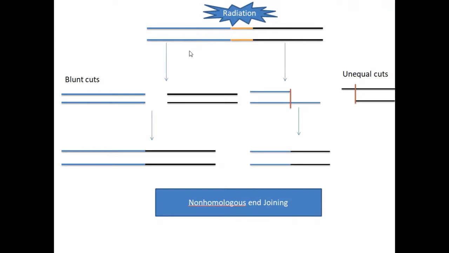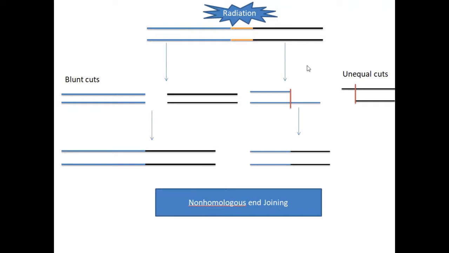Today, we are going to talk about the non-homologous joining method, and we can see in this figure that if a double-stranded DNA gets exposed to radiations, sometimes it might result in the formation of blunt cuts. At the same time, unequal cuts of the DNA could also happen. If you have a blunt cut, you can simply join them together, irrespective of checking whether they are homologous or not. That would result in the condition known as the non-homologous joining method.